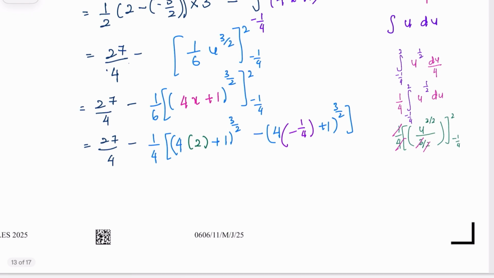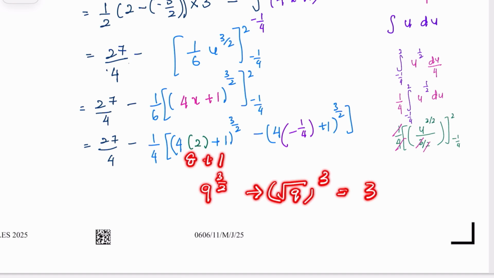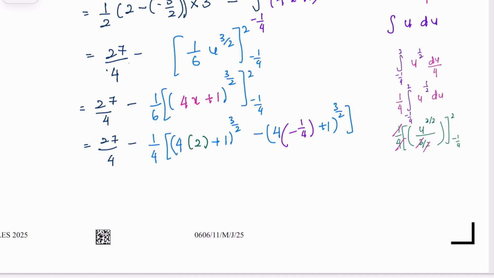Now let's simplify this. It's 8 plus 1, which is 9, to the power 3 over 2. This can be written as square root of 9, to the power 3. Square root of 9 is 3, 3 to the power 3 is 27. So the first part here will be 27. And this part right here will be 0 because the 4 cancels out, and then minus 1 plus 1 is 0. So 0 to the power 3 over 2 will be 0. So the lower limit part is 0.